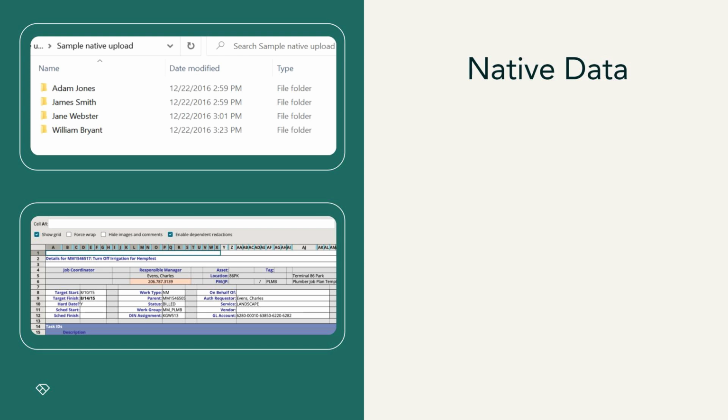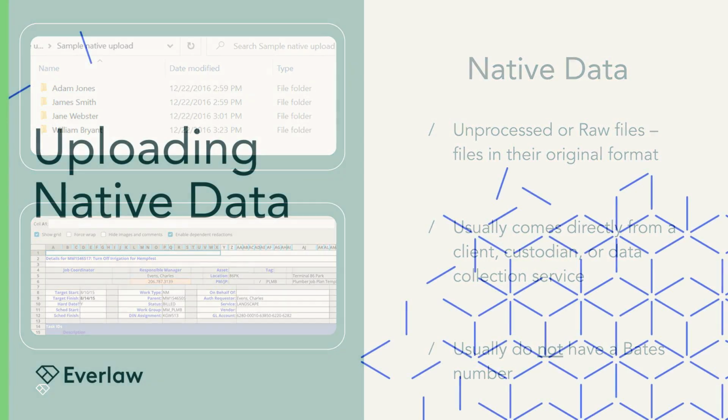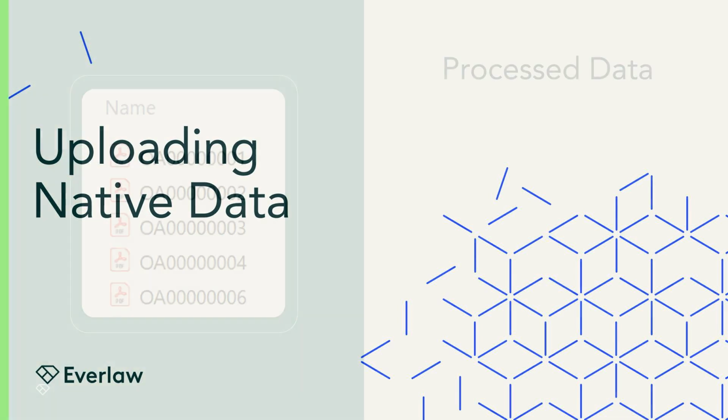The definition of native data is files in their original electronic format. This means that the documents have not been altered in any way. Native data usually comes directly from your client, from the original custodian or owner of the documents, or from a data collection service. Finally, native documents usually do not have a Bates number. If you have native data, check out this resource for more information on uploading your data to Everlaw.